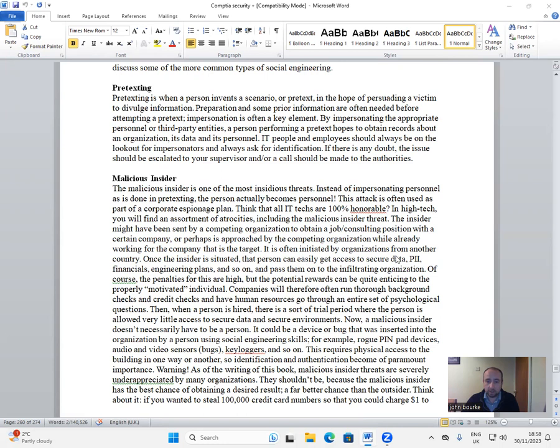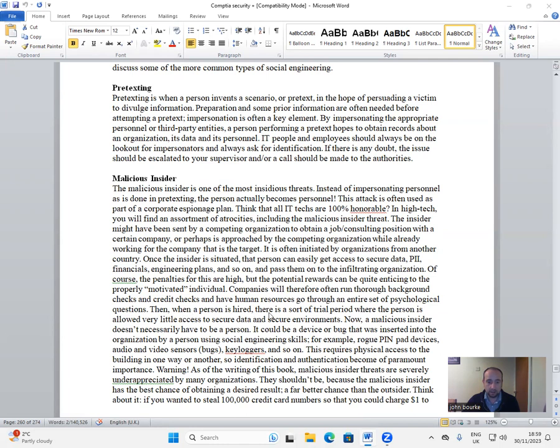It is often initiated by organizations from another country. Once the insider is situated, that person can easily get access to secure data, financials, engineering plans, and so on, and pass them on to the infiltrating organization. Of course, the penalties for this are high, but the potential rewards can be quite enticing to the potentially motivated individual. Companies will therefore often run background checks and credit checks and have human resources go through an entire set of psychological questions.